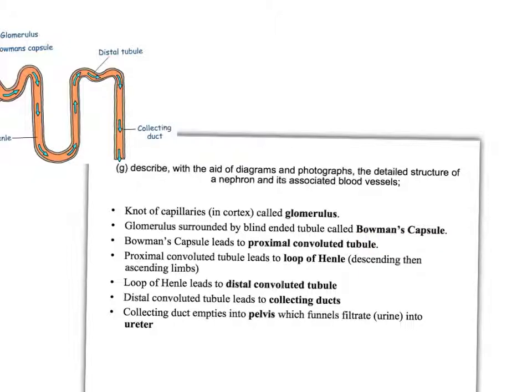Then the Bowman's capsule leads into the proximal convoluted tubule, which leads into the loop of Henle, which has got a descending limb and an ascending limb. The loop of Henle then leads into the distal convoluted tubule, which leads into collecting ducts, which empty into the pelvis, and the pelvis funnels urine into the ureter.